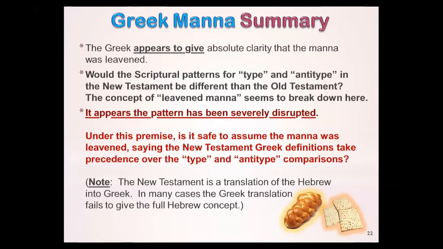That's a loaded question there. I would like you to note that the New Testament is a translation of the Hebrew into Greek, and in many cases, the Greek translation really does fail to give the full Hebrew concept. So we need to be careful when we're working in the New Testament with Greek.